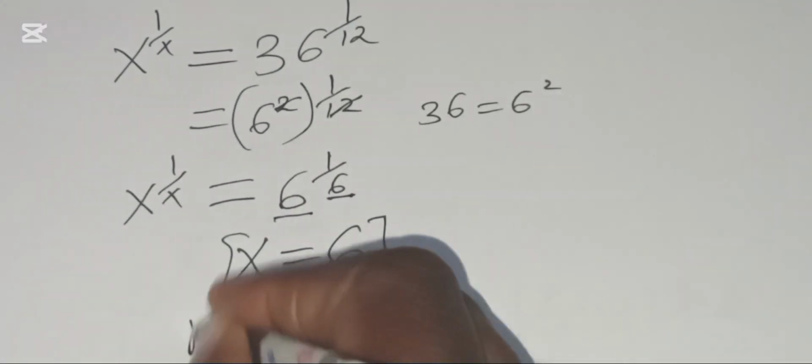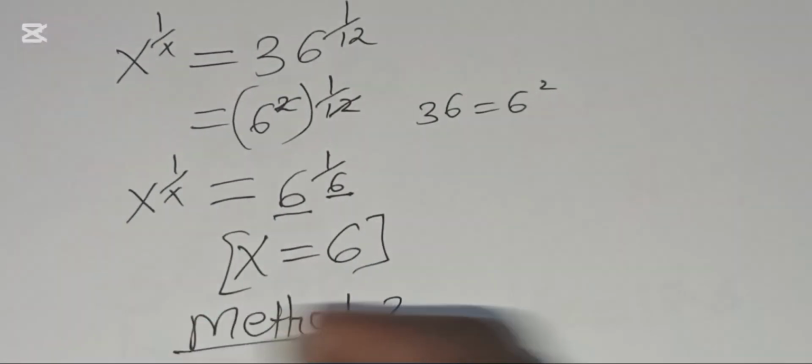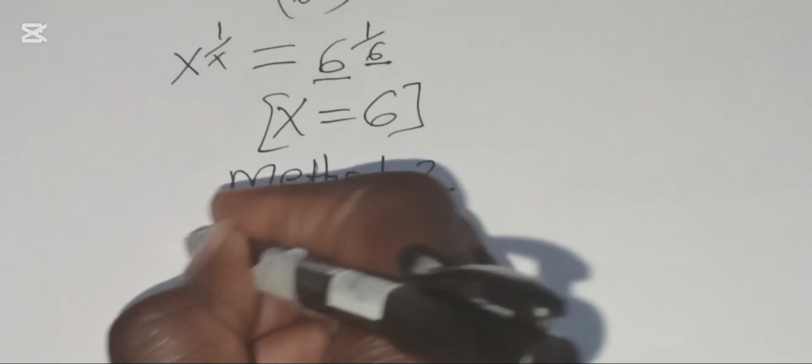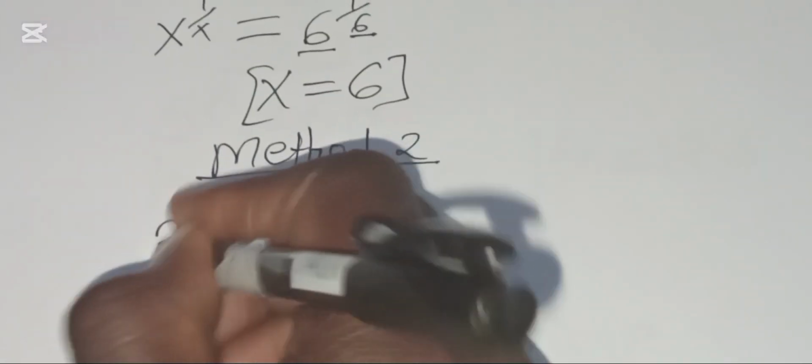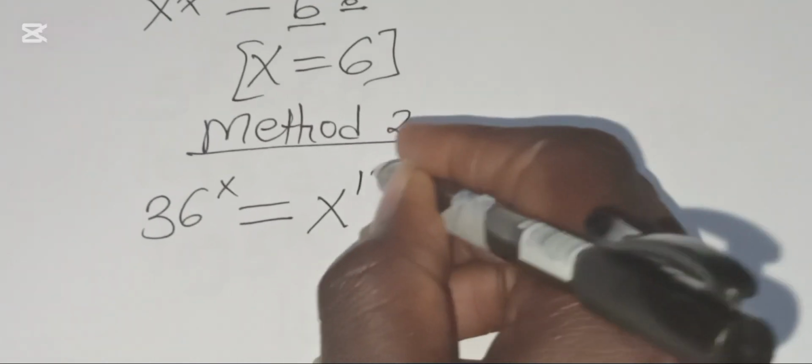Now let me show you method 2. Let me show you how to solve this math problem using method 2. So we have that 36 raised to power x is equal to x raised to power 12.